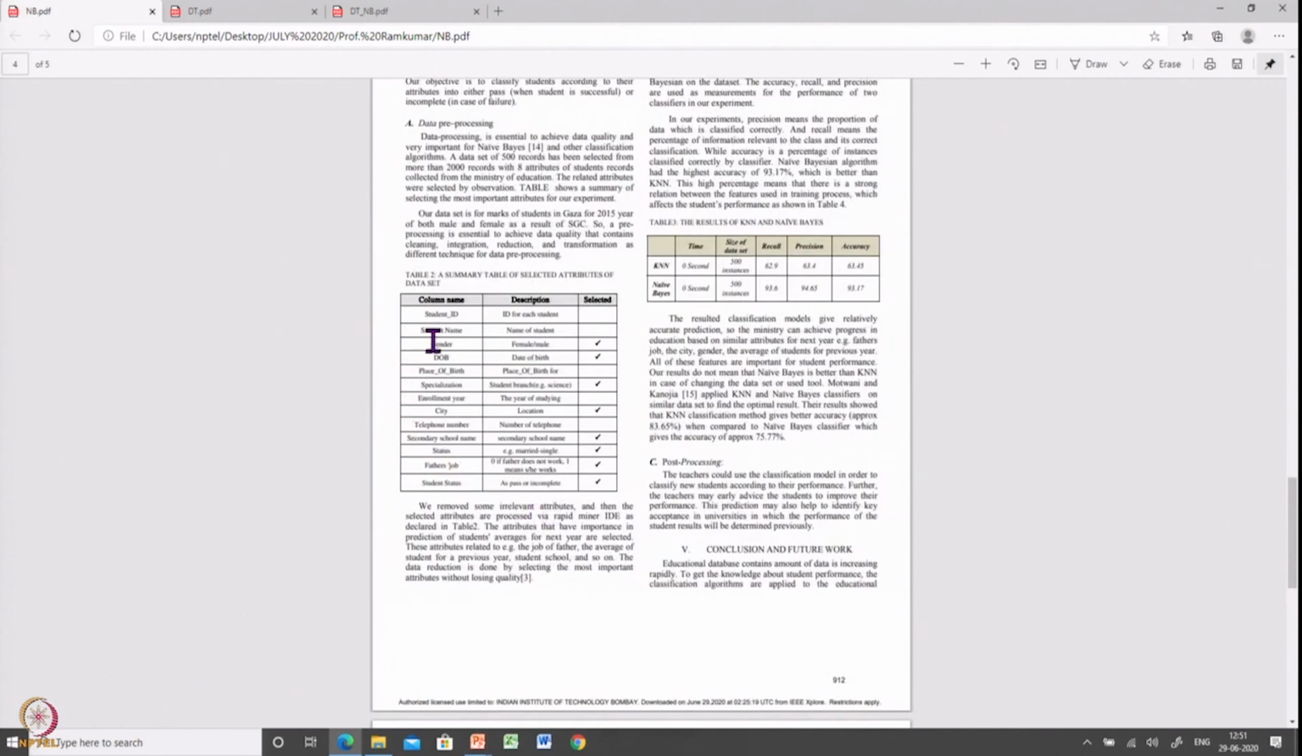To predict the performance they consider gender, date of birth, this is for age, specialization, the city they are from, secondary school name, status, father's job, student status as pass or incomplete, that is the thing we have to predict, and whether the student is married or single, that is the marital status. All the information is captured here. So, we have 7 features and one dependent variable to predict.